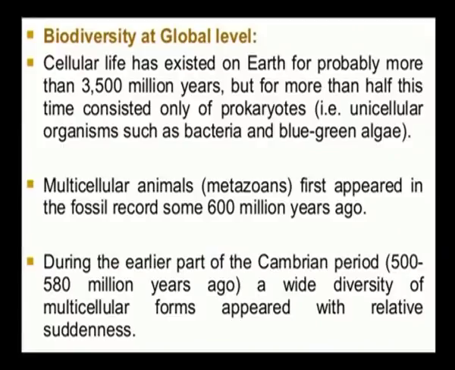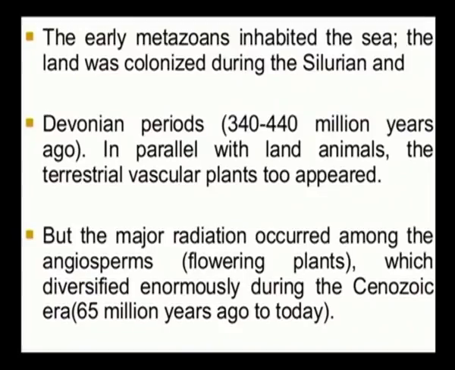During the earlier part of the Cambrian period, a wide diversity of multicellular forms appeared with relative suddenness. The early metazoans inhabited the sea, the land was colonized during the Silurian period and the Devonian period, about 340 to 440 million years ago. Parallelly, the terrestrial vascular plants also appeared. But the major diversification occurred amongst the angiosperms, that is the flowering plants, which diversified enormously during the Cenozoic era, which from today is around 65 million years ago.